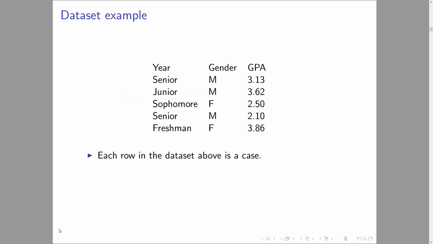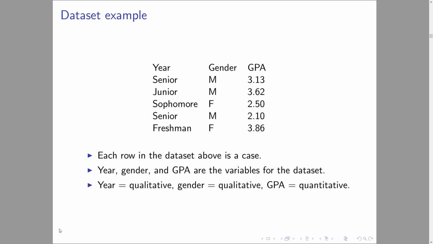So here's a data set that you might see in practice. You've got a tabulated form here that records the year, the gender, and the GPA. Each of those rows that you see in the dataset above represents a case or an observation. For example, in the first row, we've got an observation that someone is a senior, they're male, and their average GPA is 3.13. The last row, we've got someone who's a freshman, they're female, and their average GPA is 3.86. Hopefully you see by now that each of the columns, year, gender, and GPA, are the variables of our data set.